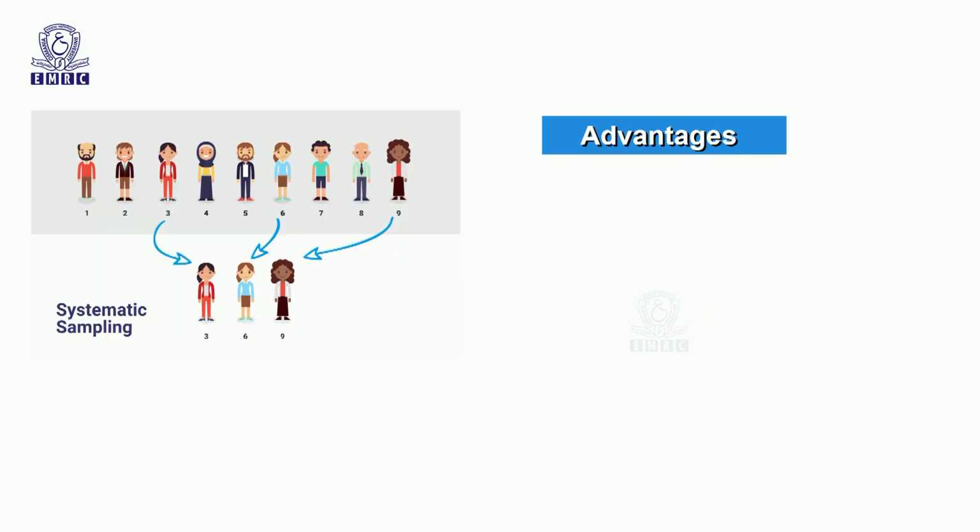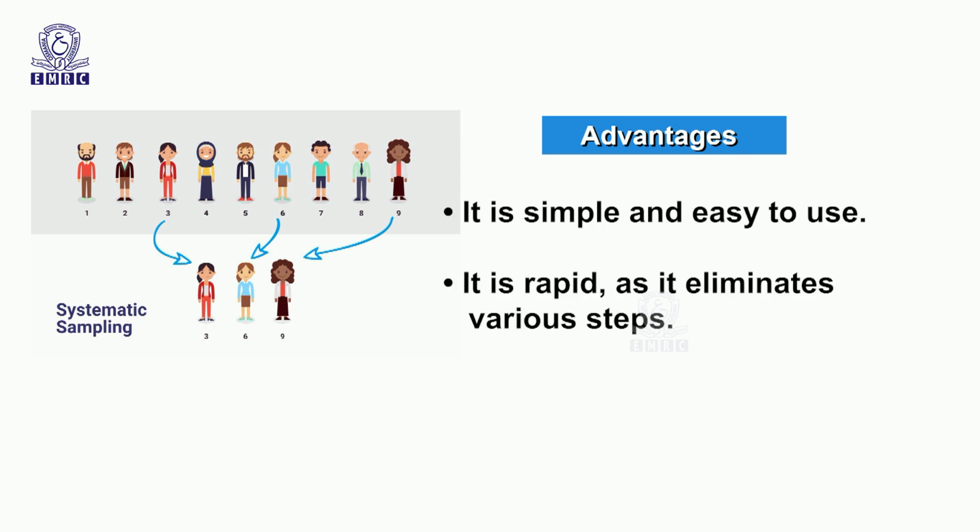Now let us discuss the advantages of systematic sampling. It is simple and easy to use. It is rapid as it eliminates various steps.